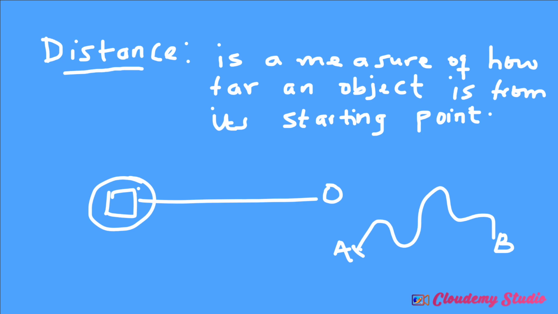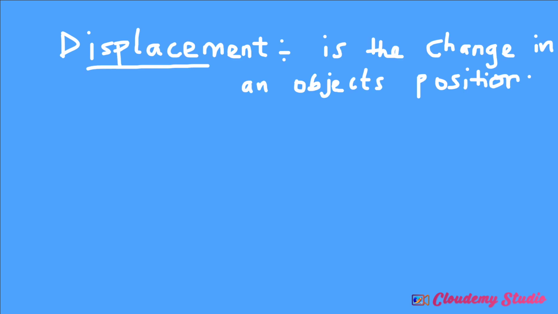We'll be moving next to displacement now. Displacement is the change in an object's position. Look at this box here. This was the object's former position. It has now moved to this new position B. That change there is displacement.